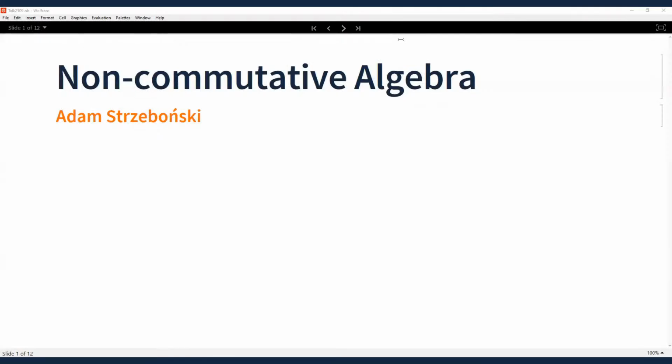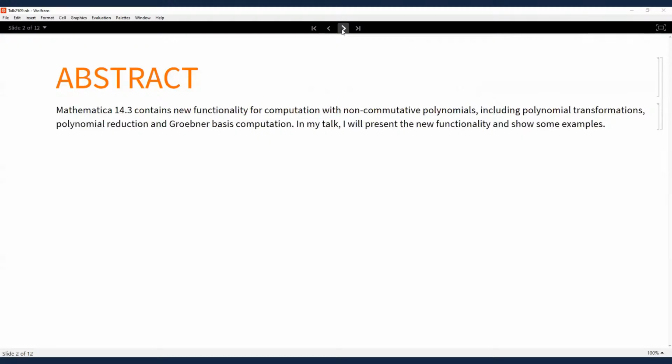Hello, my name is Adam Strzepoński, and today I will be talking about non-commutative algebra. Mathematica 14.3 contains new functionality for computation with non-commutative polynomials, including polynomial transformations, polynomial reduction, and Gröbner basis computation. In my talk, I will present the new functionality and show some examples.